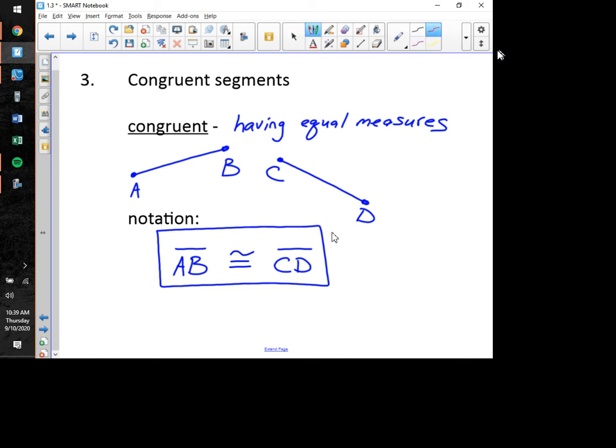Now, one little notation we use in geometry a lot, guys, you're going to see this a ton really throughout the entire year.